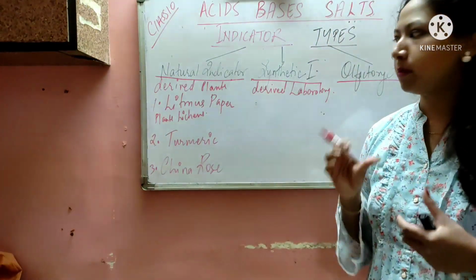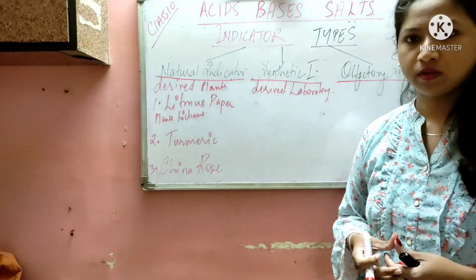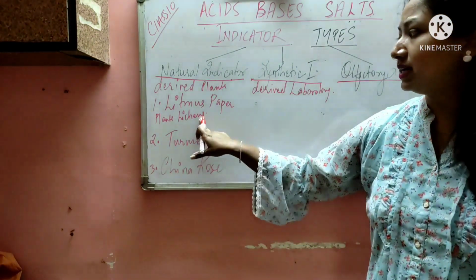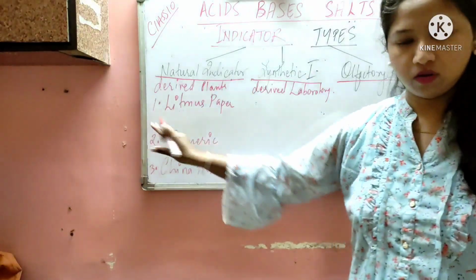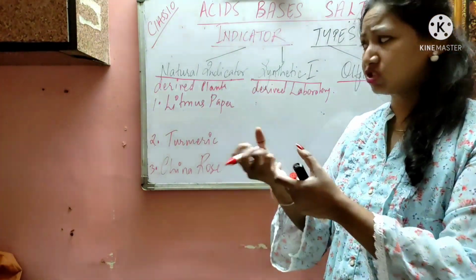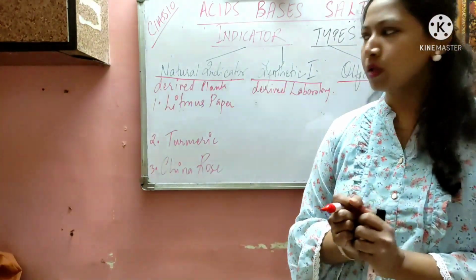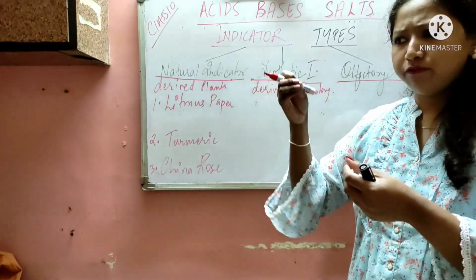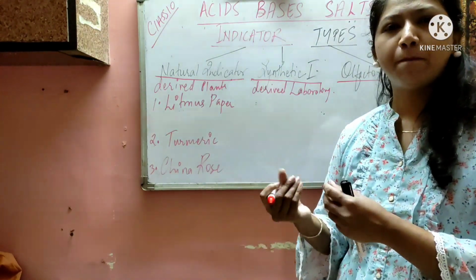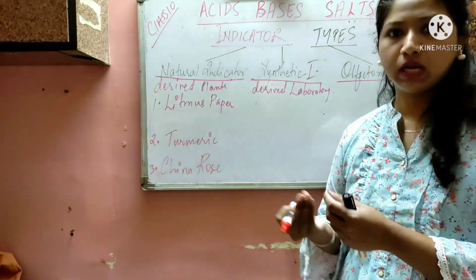It is extracted from a plant named lichens, or lichens, whatever you say. It is basically derived from a plant. What they do is extract litmus from the plant, and if you dip it into water, that particular solution becomes purple in color.